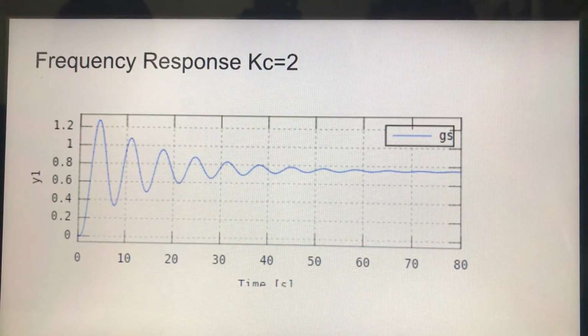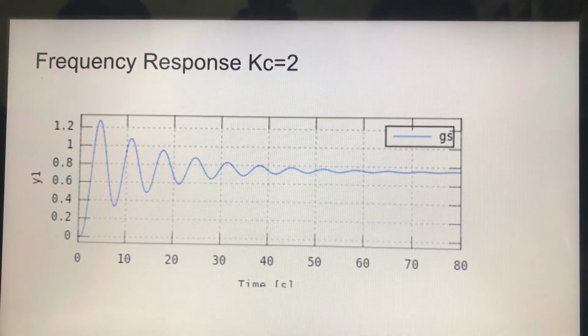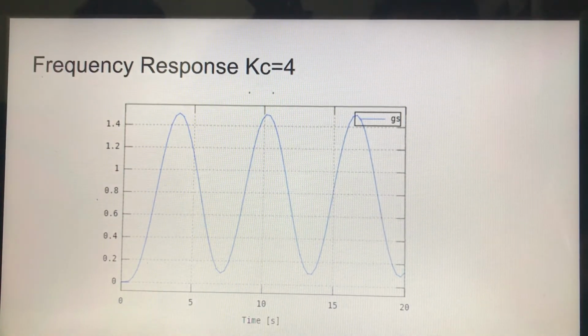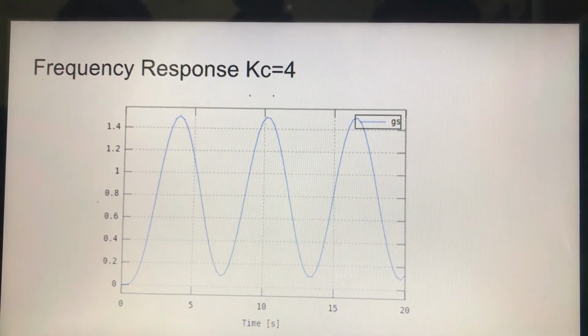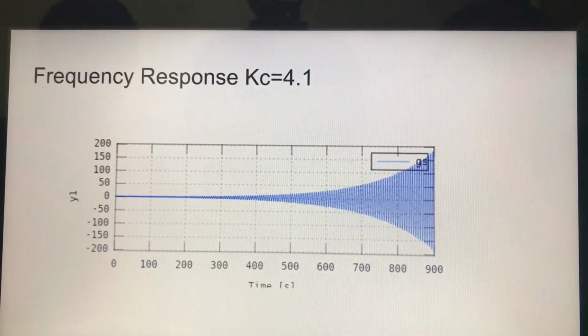and here is the frequency response when the Kc is 2. So here it is oscillatory, but it is still stable. So here is the frequency response when Kc is 4. So it is very oscillating and it is somewhat stable already. So when Kc is 4.1, the system becomes unstable.